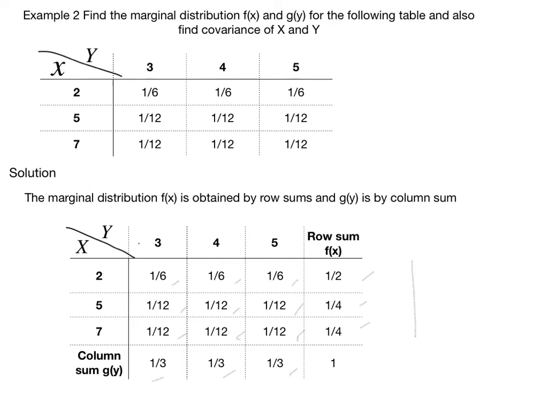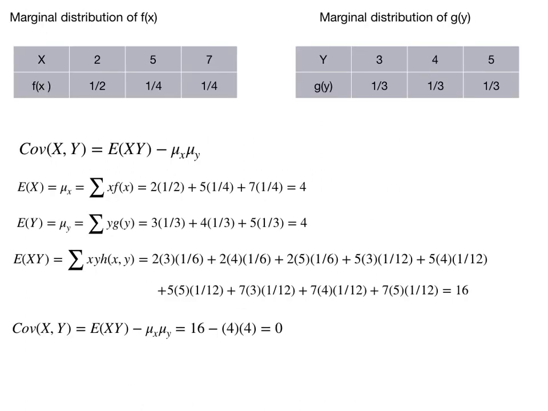Note that the row sum and the column sum each total 1, because 1 by 2 plus 1 by 4 plus 1 by 4 is 1. Similarly, 1 by 3 plus 1 by 3 plus 1 by 3 is 1. Now for the marginal distribution of x and y separately, for the x values, consider the vertical values below x, given as 2, 5, 7, and for the f of x value, consider the row sum, that is 1 by 2, 1 by 4, 1 by 4. And for the y values, consider the horizontal values given in the joint probability distribution table, that is 3, 4, 5, and for the g of y value, consider the column sum, that is 1 by 3, 1 by 3, 1 by 3. Now this gives the marginal distribution of x and y.